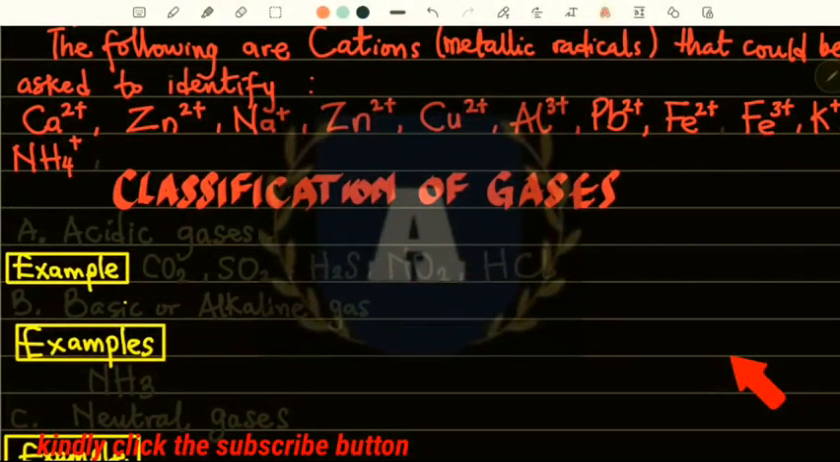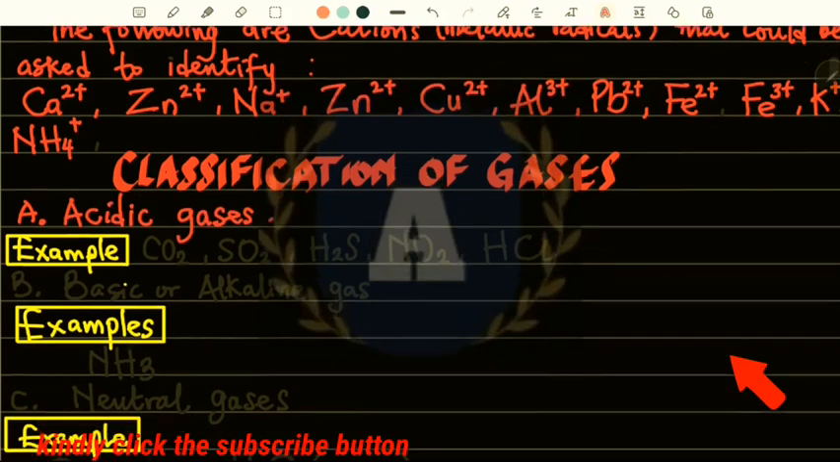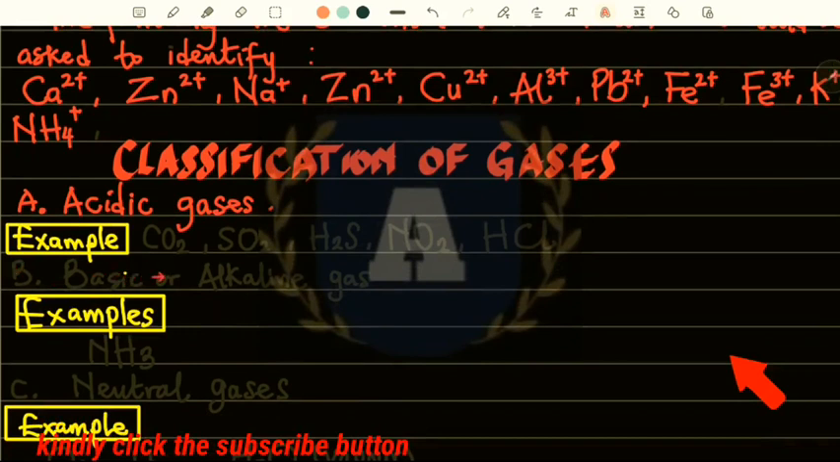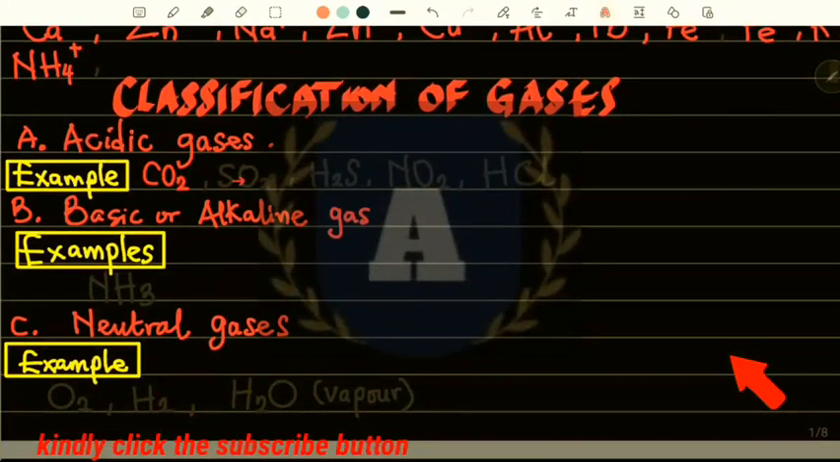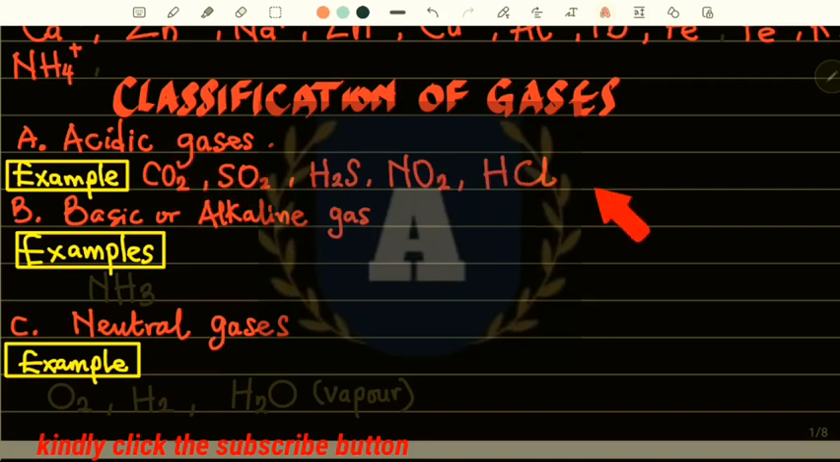Now we want to classify gases. So gases can be classified into three actually. The first one is the acidic gas, and the second type of gas is the basic or alkaline gas. You must be able to give an example of each and every one of them. And the third type of gas is the neutral gas. Examples of the acidic gases: we have carbon dioxide gas, sulfur dioxide gas, that is sulfur(IV) oxide gas, then hydrogen sulfide gas, nitrogen(IV) oxide gas, and hydrochloric acid gas. Those are the gases that are acidic among those gases that we could be asked to identify.